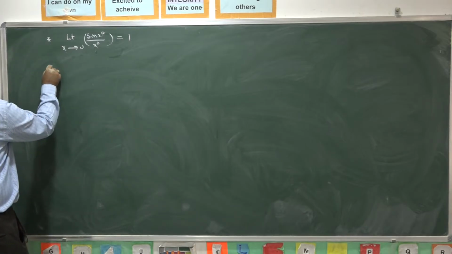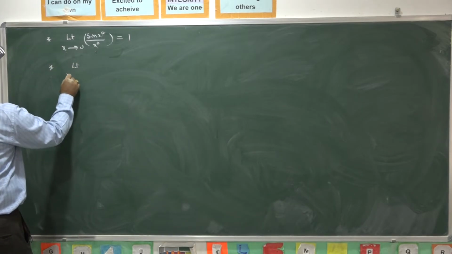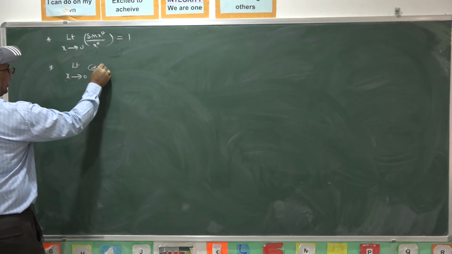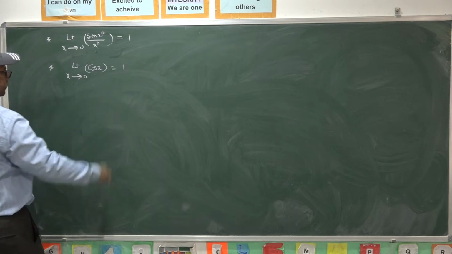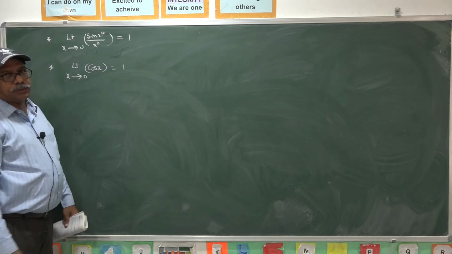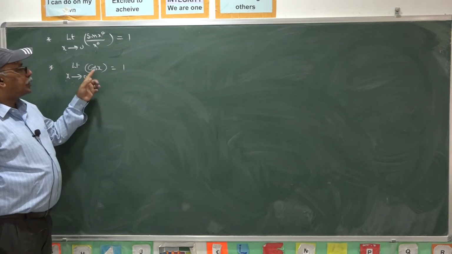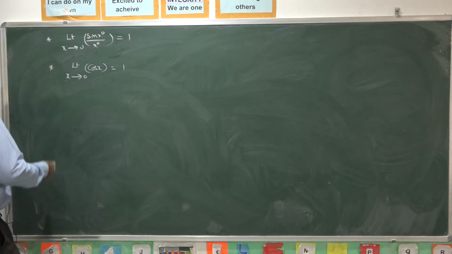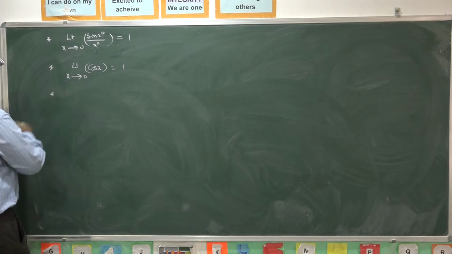Next, if x is measured in radians, the limit as x goes to 0 of cos x is always equal to 1.